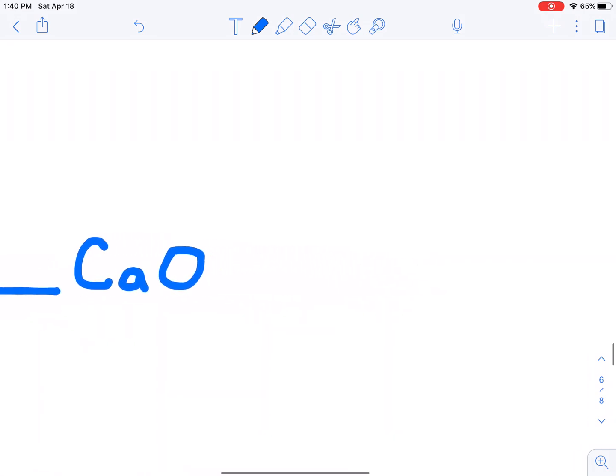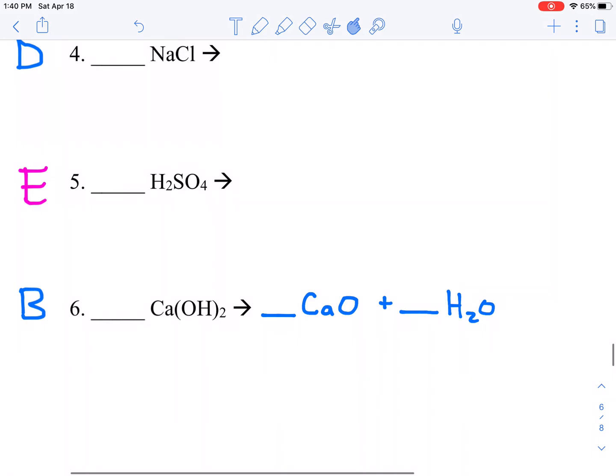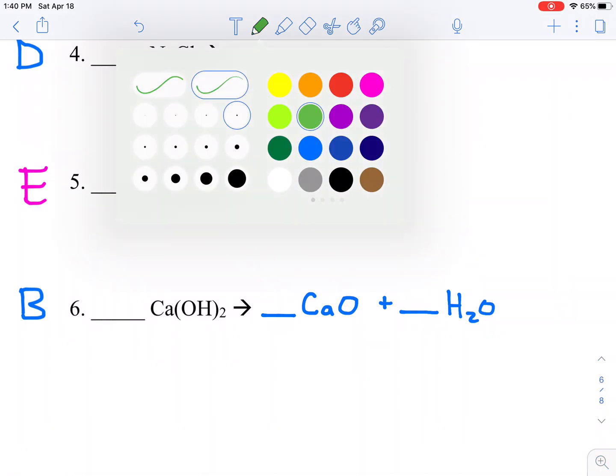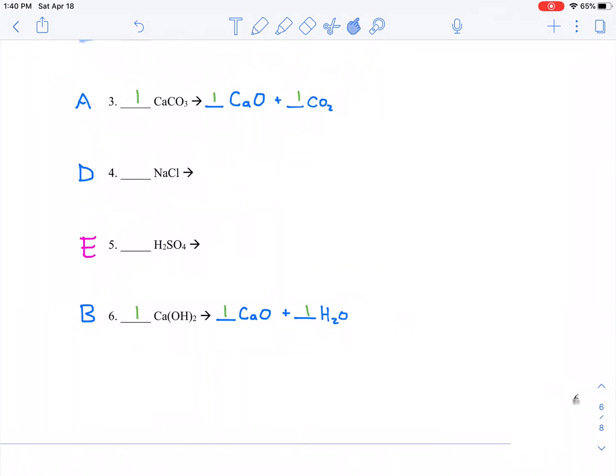And then what else do we make? Well, up top in our table, we are told that we make a metallic oxide and water. And we know that water is H2O. Now, in terms of balancing, you'll notice that you have 1 calcium on both sides, you have 2 oxygens on both sides, you have 2 hydrogens, so you are balanced, good to go. Let's go on to type C.